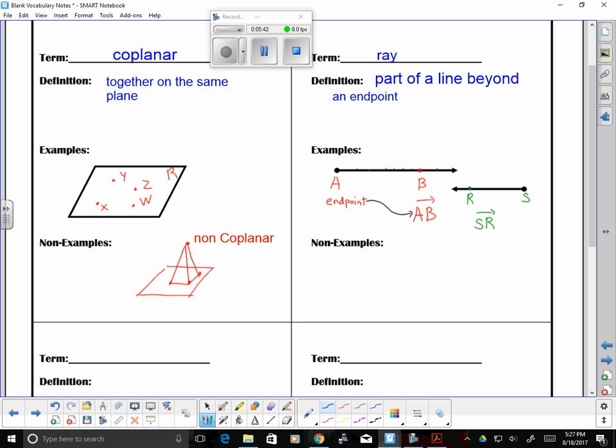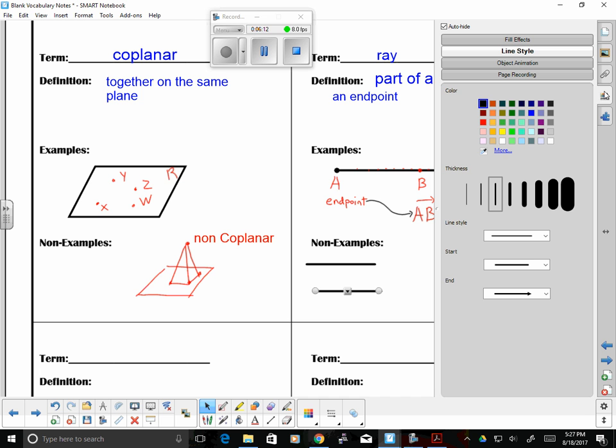So that ray, even though the picture shows it pointing to the left, when we name it, we use the endpoint first and then the second point. All right. Examples of things that would not be rays would be if it had an endpoint on both ends. That would not be an example of a ray because a ray is going to extend forever in one direction. We could talk about lines. That would not be a ray, but if I had an arrow on both sides, then it would be a line. Okay.